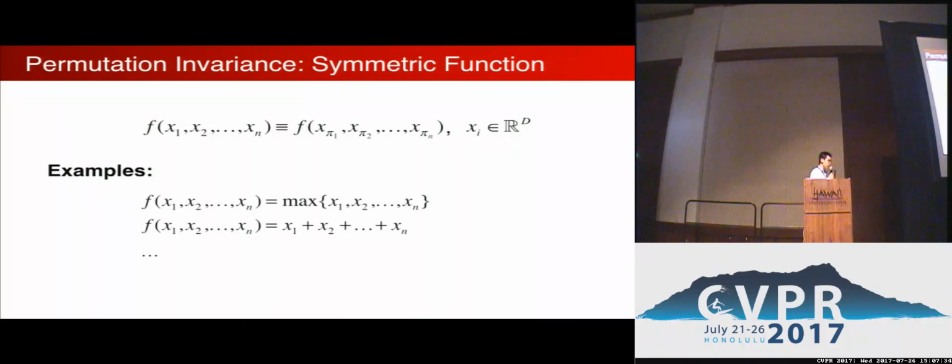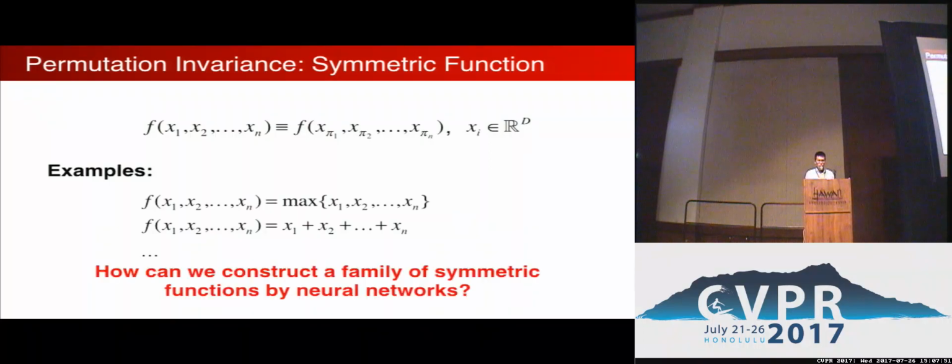But you can imagine if you just apply this very simple symmetric function on your point cloud, you will lose basically all the information of a point cloud. It just gets the centroid of the points, or just gets the maximum point, right? That doesn't make much sense for semantic tasks. So what we wonder is how can we construct a family of symmetric functions by neural networks to make it rich in representation power?